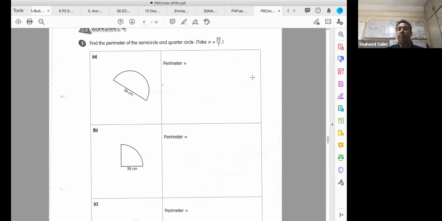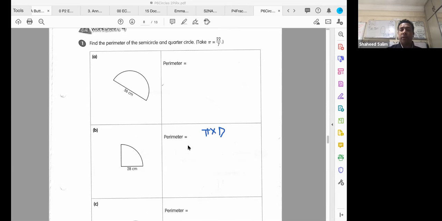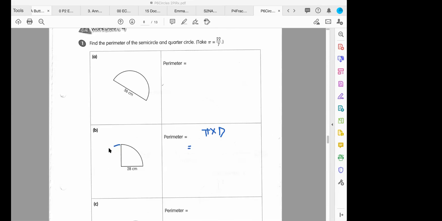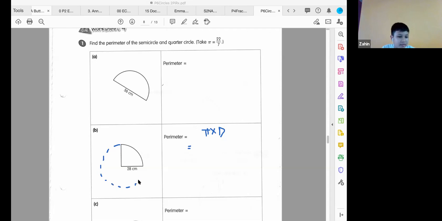You try again. Same thing, right? Zahin, you did the same thing, right? The formula is pi times d. What is the diameter, Zahin? 56. Okay, you try again. Is it 72? But then after that, you must divide your answer by how many? You divide by how many? 4. Divide by 4, right?